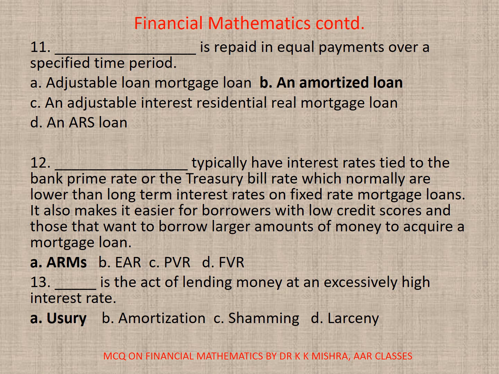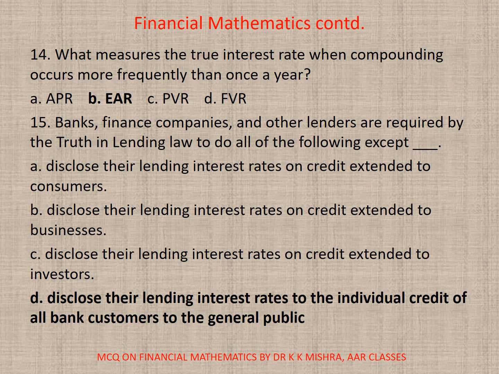13. Dash is the act of lending money at an excessively high interest rate. From among the options available: usury, amortization, saving or larceny. Correct option is A. Usury. 14. What measures the true interest rate when compounding occurs more frequently than once a year? Correct option is B. EAR.